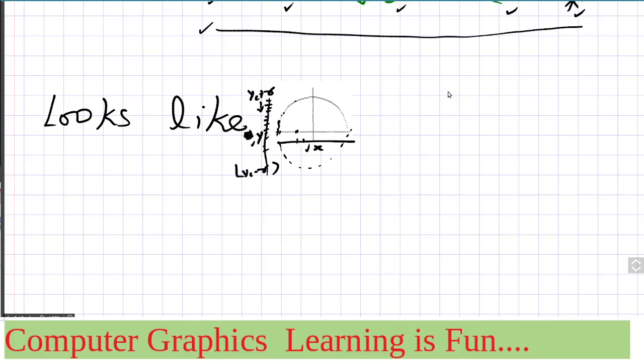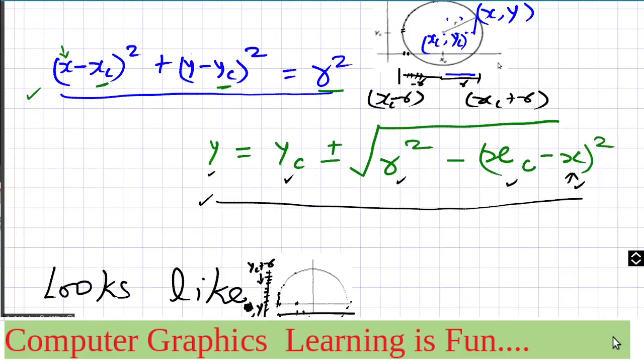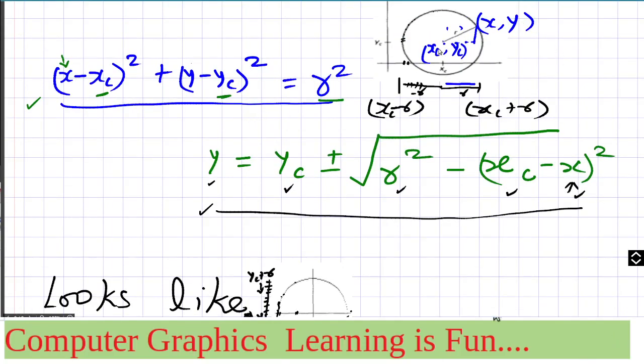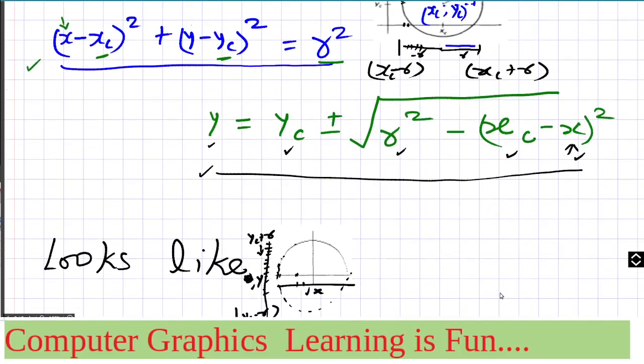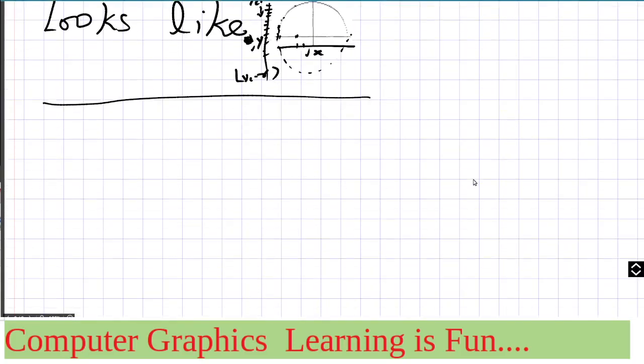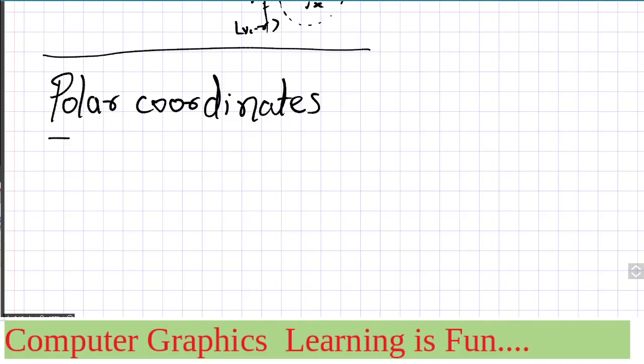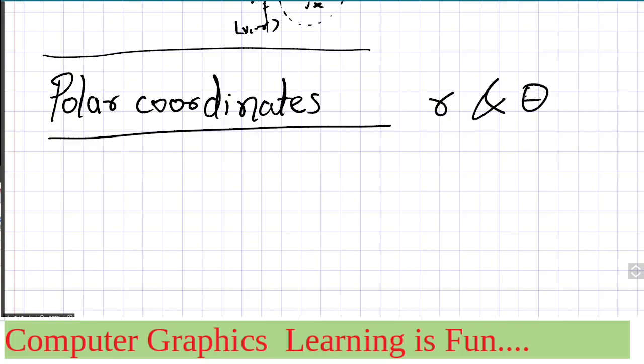So in that case we are not going to use this equation for finding this. However, we will understand that this equation is important. So we will come to this equation again when we think of some other algorithm. However, one more alternative is to go with polar coordinates, okay. Polar coordinates means r and theta, okay.